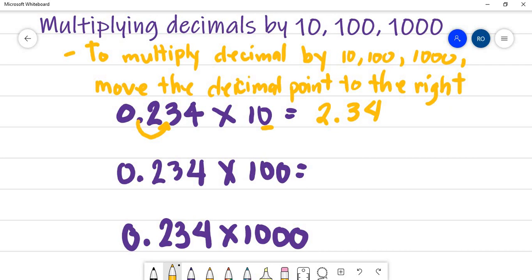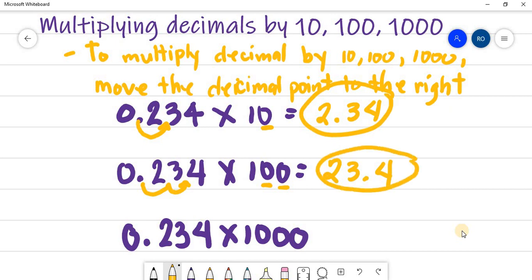0.234, the same given decimal, but we will multiply this time by 100. So this time 100 has 2 zeros, meaning we're going to move the decimal point twice. So starting here, 1, 2. So our decimal point is between 3 and 4. So we have the product 23 and 4 tenths, or 23.4. Okay, let me circle first our answer.